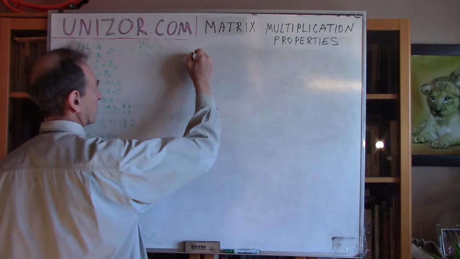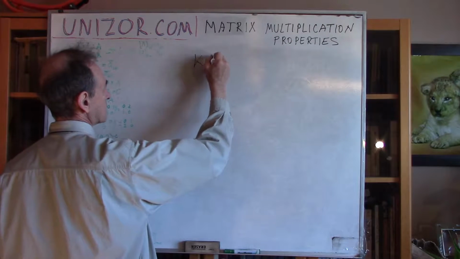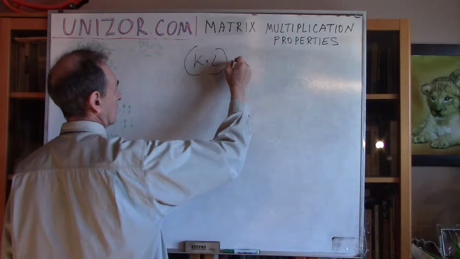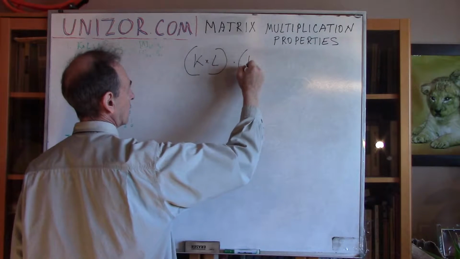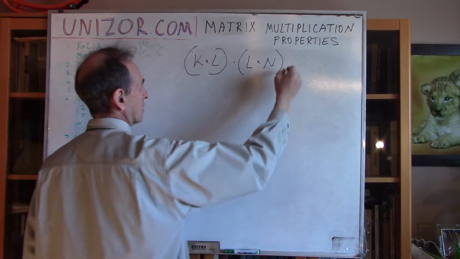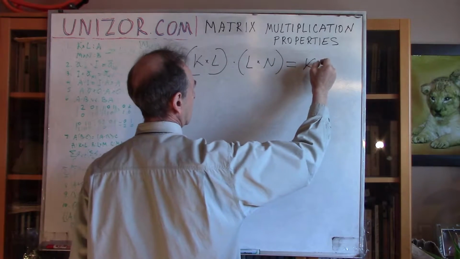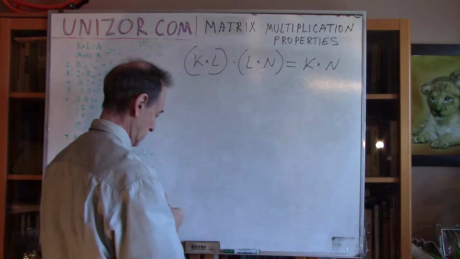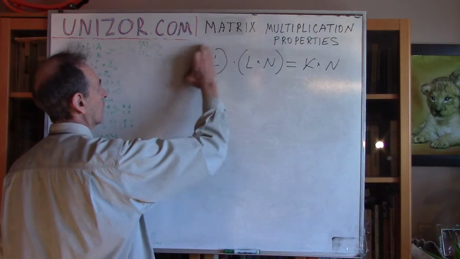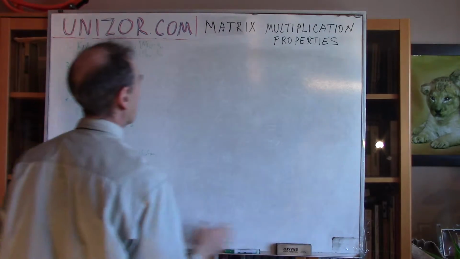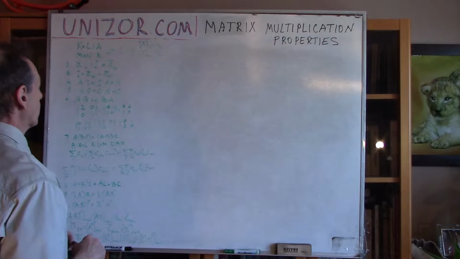Let me rewrite it in this way. A K times L matrix, if you multiply it by an L times N matrix, the result would be K times N. Right? So just keep it in mind. This is the dimension of the matrix which is a product.